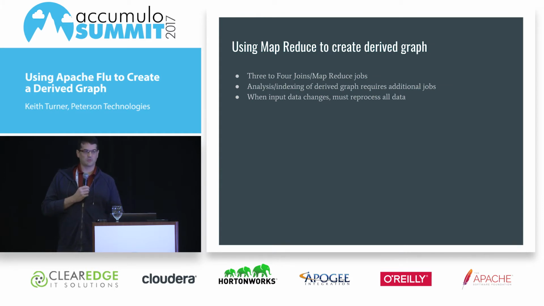So what I'm going to walk through, before I walk through how we would do this with Fluo, is how you would use MapReduce to create the derived graph. So using MapReduce, you'll do 3 to 4 MapReduce jobs to generate the derived graph. And then you've only generated the derived graph. If you want to do follow-on analysis or create indexing of the derived graph, you have to do additional MapReduce jobs. So it's just 3 to 4 MapReduce jobs just to materialize the derived graph.